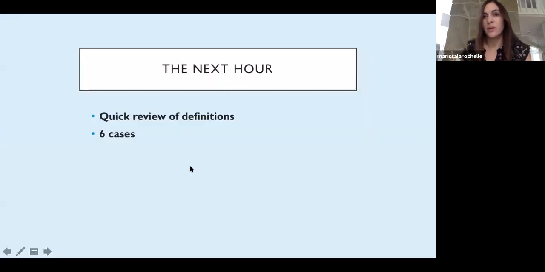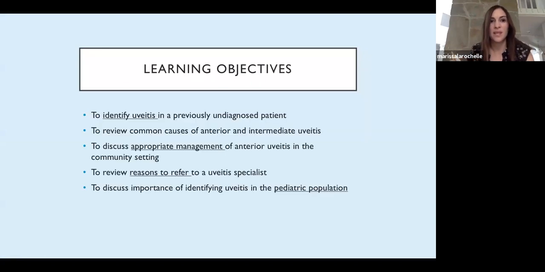All right, so over the next hour, we'll go through a quick review of definitions, and then this is going to be a case-based lecture. So we're going to go through six cases, and then I'll highlight some important points of each case. The learning objectives are as follows.